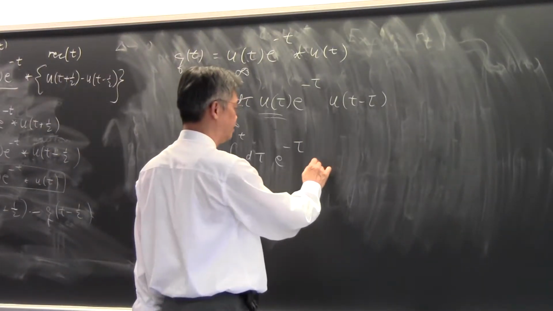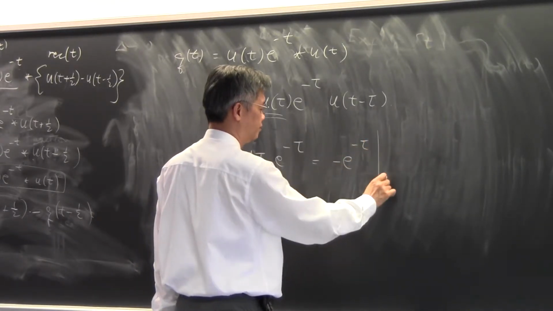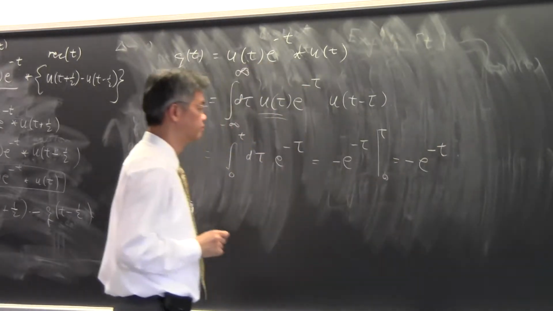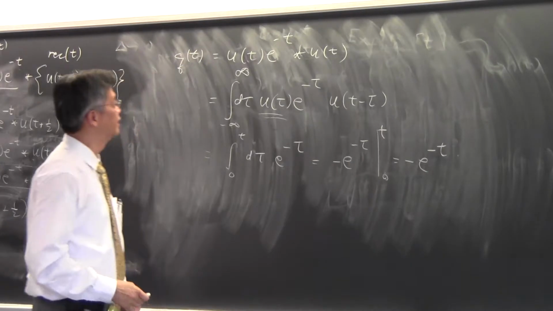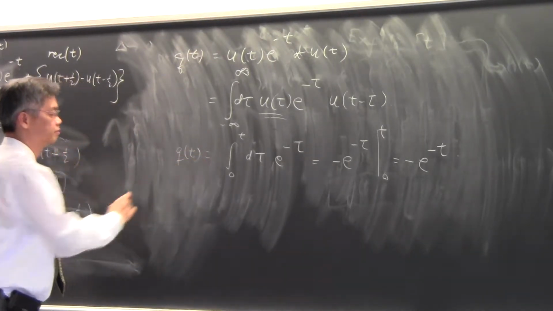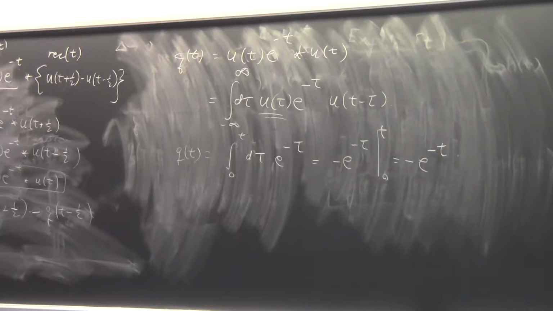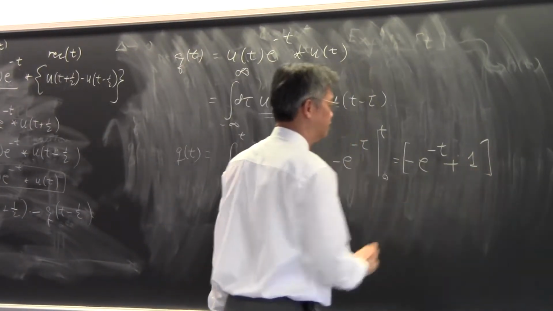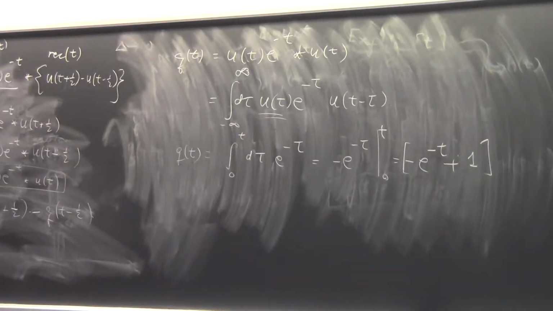If I do this integral, I have minus e to the minus tau from 0 to t, which is minus e to the minus t. So that is at least my q of t. To be more precise, there should be a plus 1 after that, because you plug in 0 and you get a 1. Yes, you're correct. There's a plus 1. Okay, and what do I have to qualify the answer with? What happens if t is less than 0?